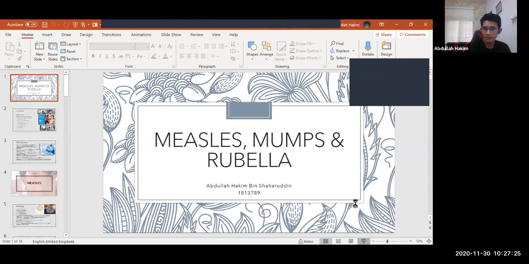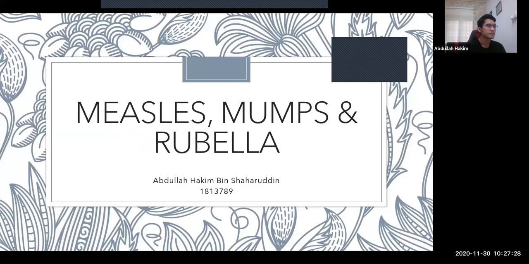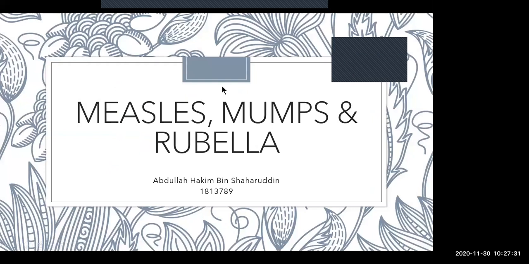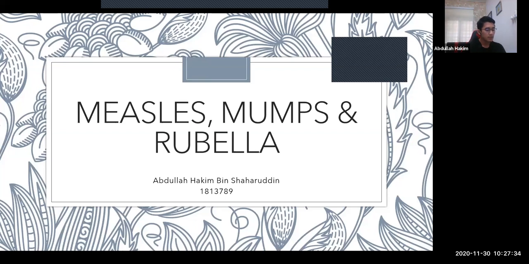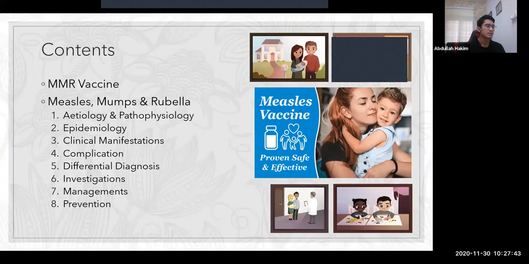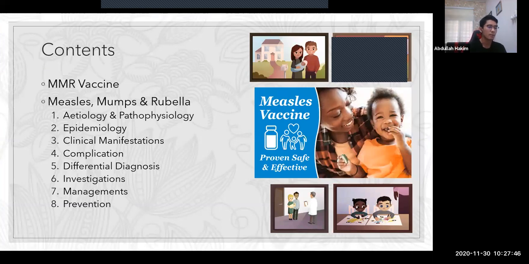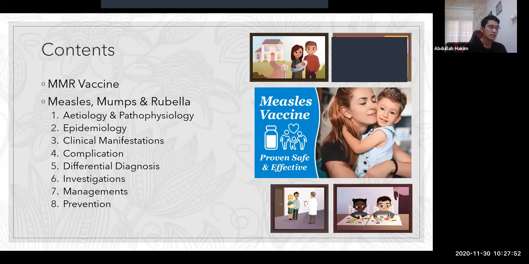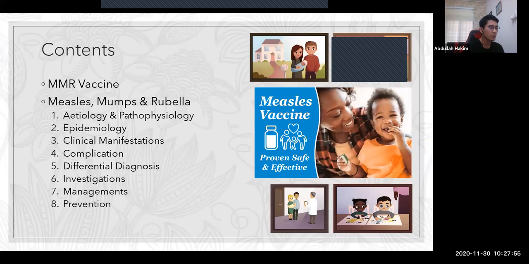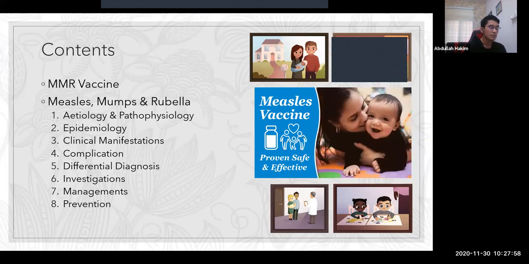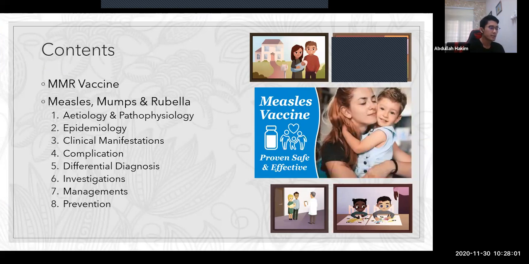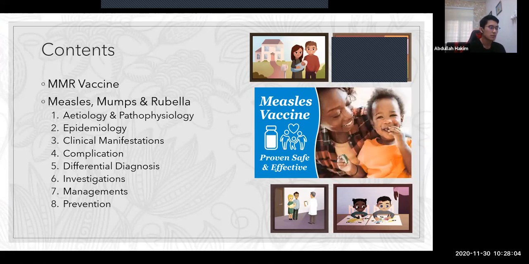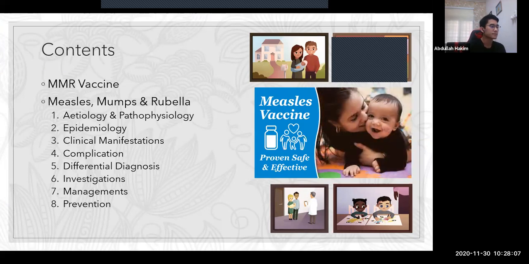So everyone can see the presentation slides. Yes. Okay, let's proceed to the second presentation. I'll be presenting about measles, mumps, and rubella, these three viruses. The outline for this seminar: first we will cover the MMR vaccine, and then for each of these viruses, measles, mumps, and rubella, we will cover the etiology and pathophysiology, the epidemiology, global and in Malaysia, the clinical manifestation, complications, differential diagnosis, investigations, and also management, and lastly, the prevention.